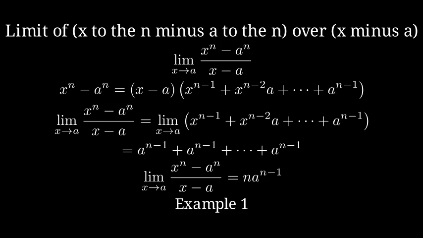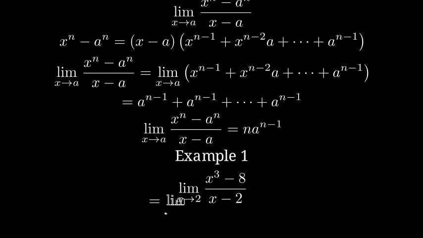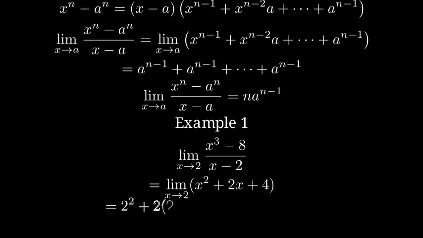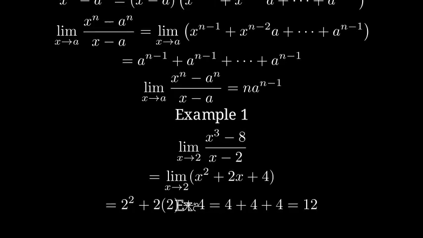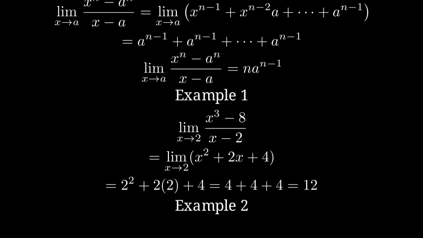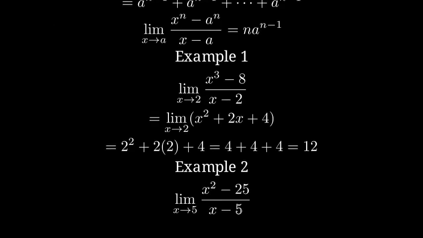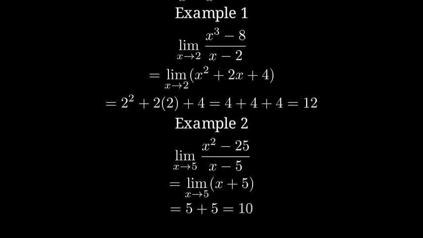Let's do a concrete example. Example 1. The limit as x approaches 2 of (x cubed minus 8) over (x minus 2). We factor x cubed minus 8, cancel, and then plug in x equals 2. Example 2. The limit as x approaches 5 of (x squared minus 25) over (x minus 5). This is a difference of squares. It becomes x plus 5, and plugging in 5 gives 10.